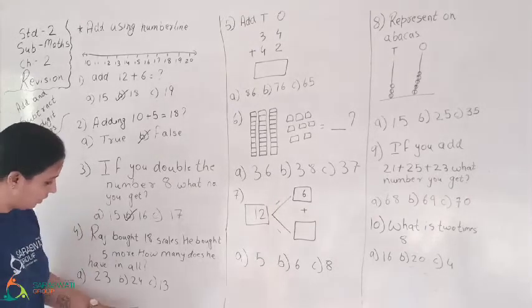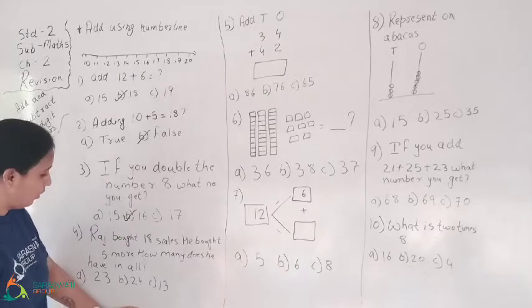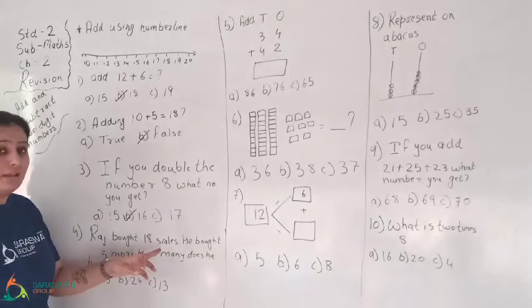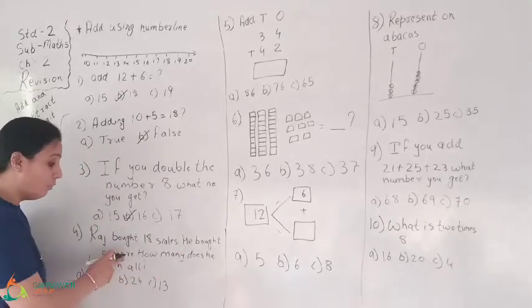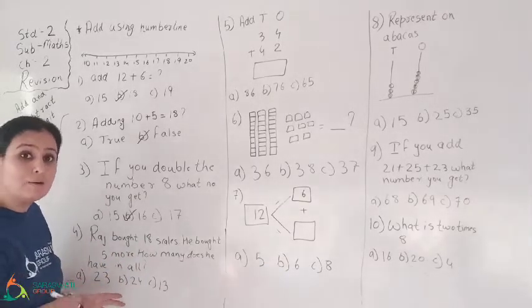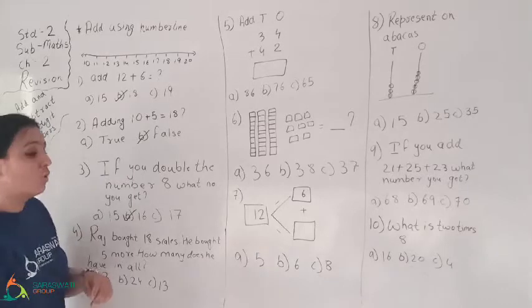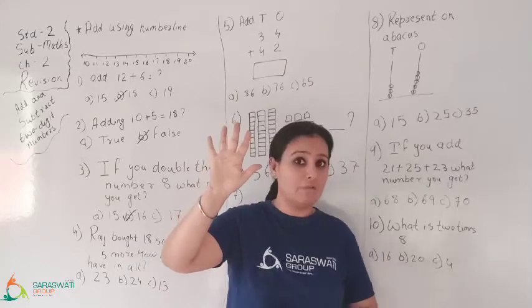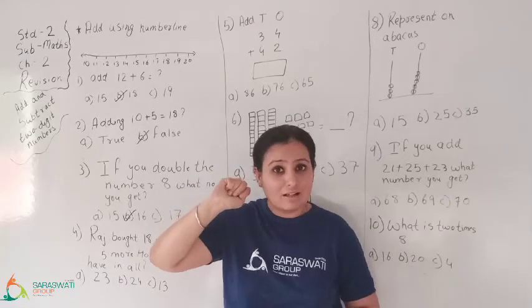Moving on to the third thing, that is word problems, story sums, which are given in our books. Based on that, there is a question. Raj bought 18 scales. He bought 5 more. I had told you whenever more comes, it means addition. How many does he have in all? In all means total. I explained this to you while we were doing these story sums. So he already has 18 and now he is adding 5 more. Add 5 to 18: 19, 20, 21, 22, 23. What is the answer? 23.